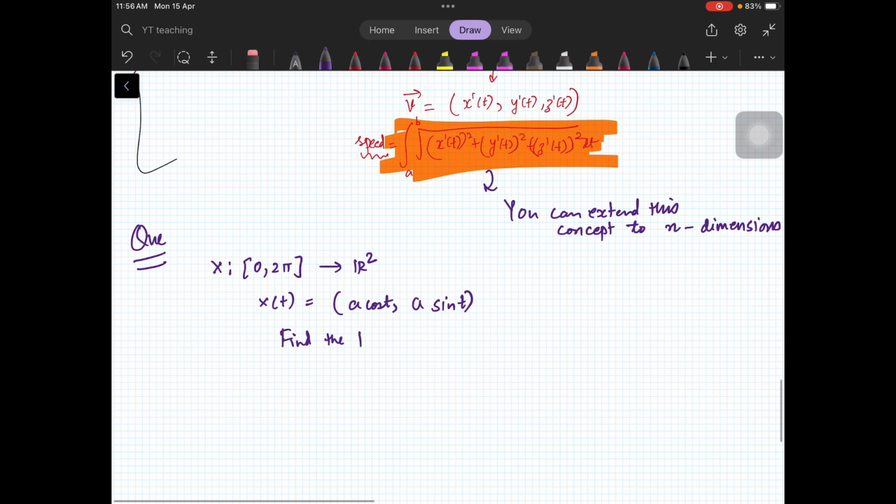Find the length of the curve. If they don't specify you the points A and B, then obviously you have to find the length of the whole curve. That means you have to use these points.